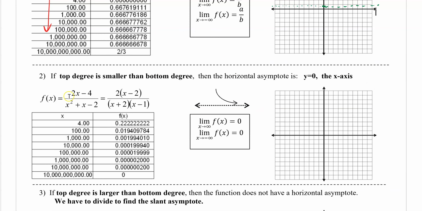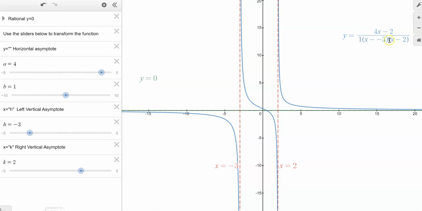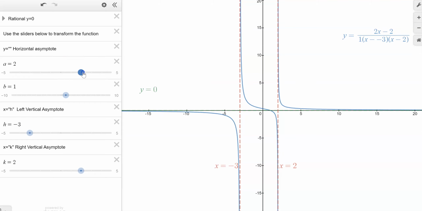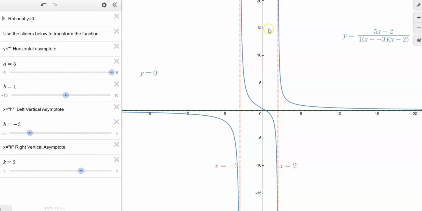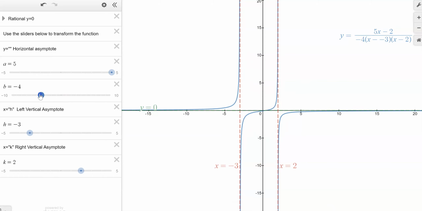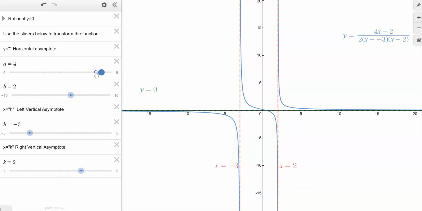All right, now what happens if the top degree is smaller than the bottom degree? So the bottom is bigger than the top. Well, this goes off to 0. Let's see that one. So here you can see that we have x squared. So that means our bottom degree is larger than our top. Our top is smaller. So you can see now here, no matter what I do with my a, if I move my a up and down, all it's doing, remember, if you make the a bigger, it vertically stretches. So all it's doing is vertically stretching our function, but this is still 0. It doesn't change. Even the b will not change it, see? It doesn't matter what I have for my a and b. This is always going to be 0.